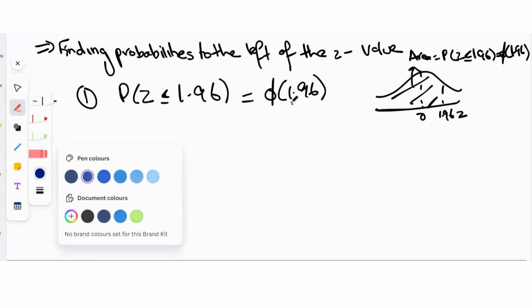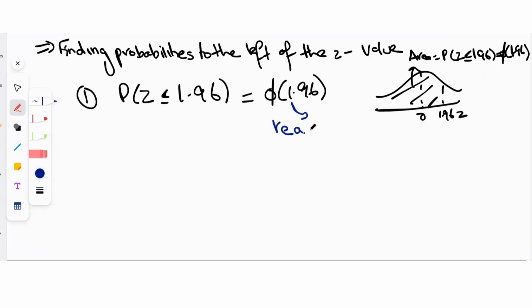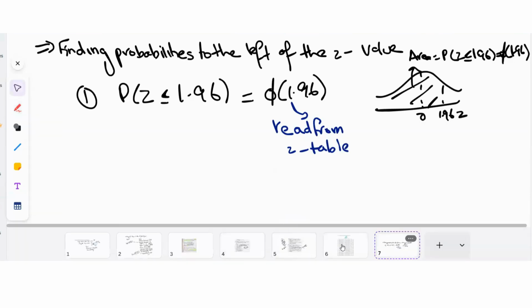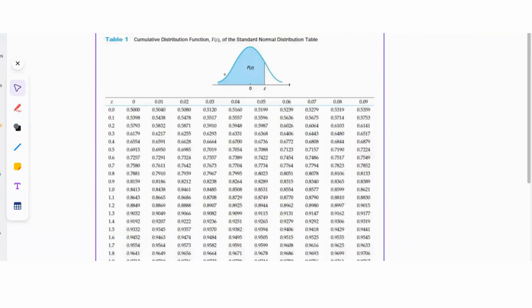Why can we directly read this from the Z table? Because this is already in the form of CDF of positive values. Remember, the Z table we're using gives us the CDF values for positive values of Z, right? So this is already in that form. This is the CDF. It's giving us the probability Z is less than or equal to some positive value. Since we already had the probability in this form, we can directly read it from the Z table.